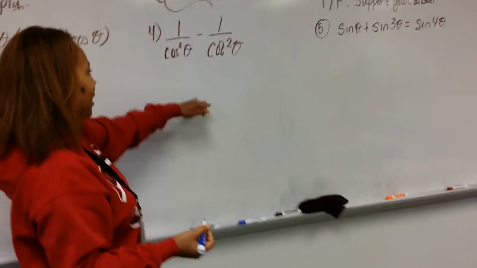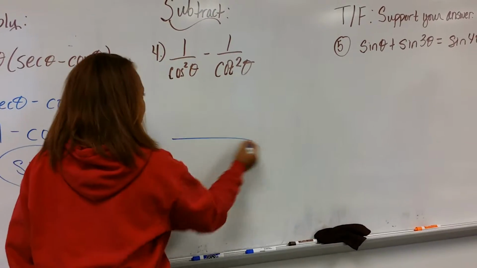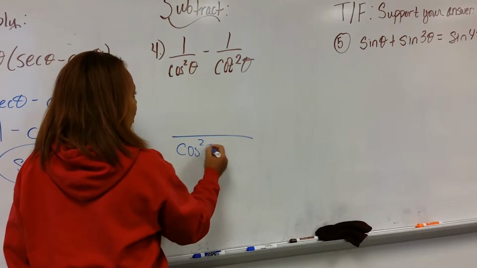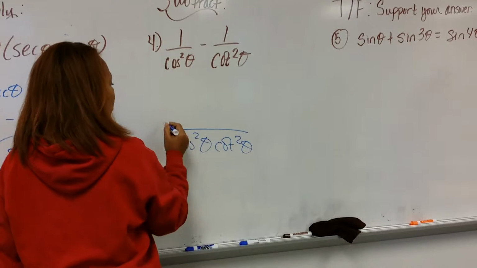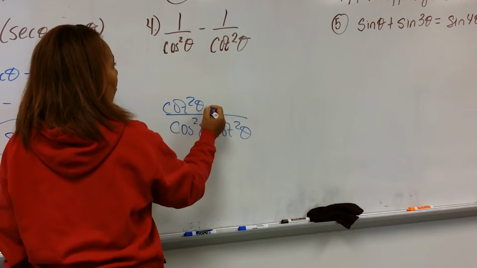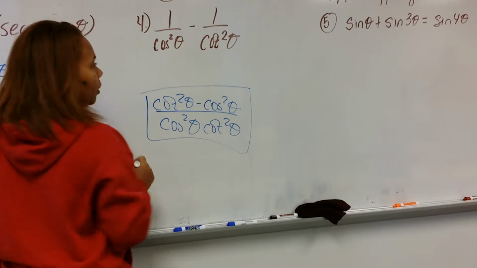And then subtracting here, again, get that common denominator. So it's going to be the product of what's in the denominator. And then cross multiplying there. So cotangent squared theta minus cosine squared theta. And that's all we'll do to that one.